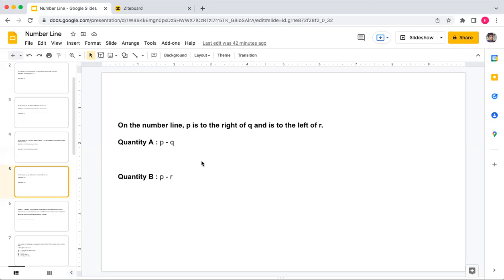A tip for the quantity comparison question. Whenever you get a quantity comparison question, or you are dealing with arithmetic operations like addition, subtraction or multiplication, try to simplify first. First quantity we have P minus Q, and second quantity we have P minus R. These are two sides of an inequality, and we are unsure of the sign, but we can perform addition and subtraction. So can we subtract P from both sides?